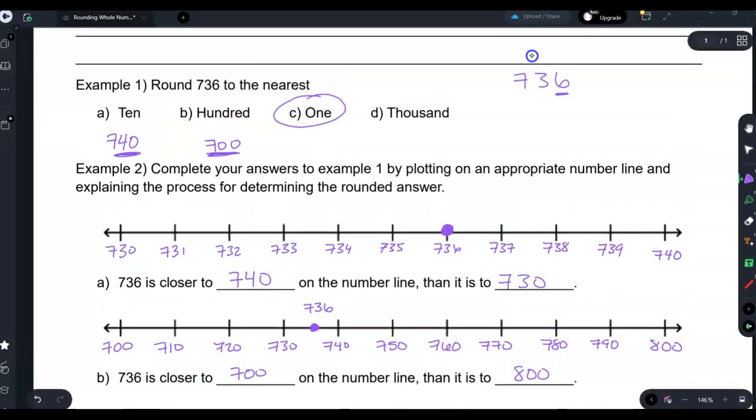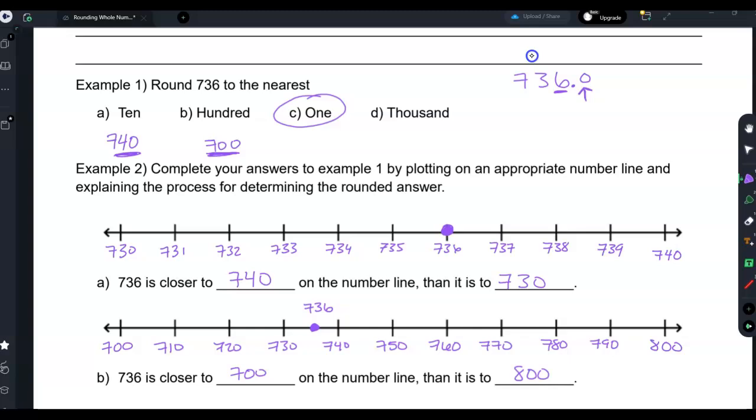So this is getting a little ahead because we haven't done decimals yet, but technically 736 is the same thing as 736.0. So it's implied that there are zeros behind the decimal. So if we're rounding to the ones place using the standard rounding rules, then we would actually look at the digit behind that. In this case, that's a 0.